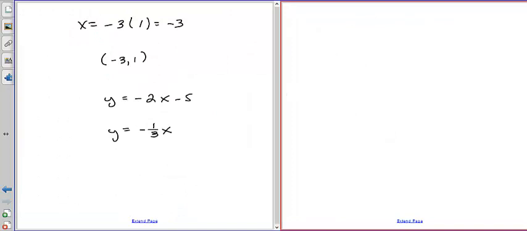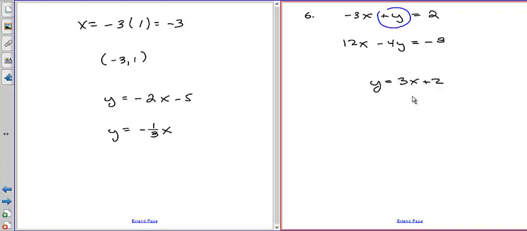And then the final one of the substitution problems, number 6, is we have negative 3x plus y is equal to 2, and 12x minus 4y is equal to negative 8. Okay, so you can see the first equation just has 1y, so that's the one I'll solve for. If I solve the first equation for y, I'll get positive 3x plus 2. Let's just move this to the right-hand side, and then I'm going to substitute that in here. So we get 12x minus 4 times y, which is 3x plus 2, and that equals negative 8. Okay, multiply this out. So we get negative 4 times 3, which is negative 12x, and we get negative 4 times 2, which is negative 8.